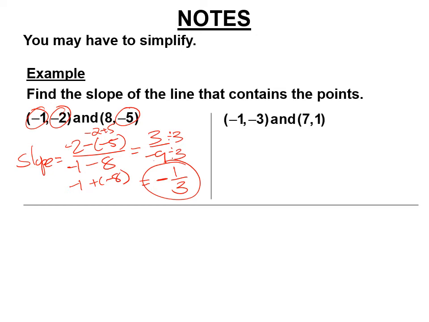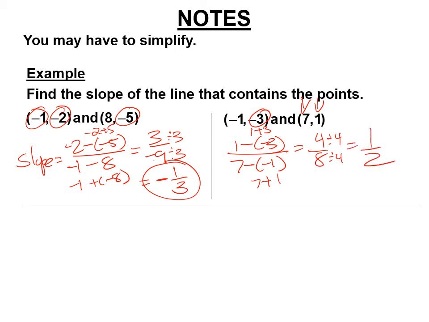All right. Just to show you, I'm going to start with this 1 this time. So I'm going to do 1 minus negative 3, subtract the y coordinates. Since I started with the 1, now I got to start with the 7. 7 minus negative 1. 1 minus negative 3, same as 1 plus 3, 4. 7 minus negative 1, same as 7 plus 1, 8. 4/8 must be simplified to 1/2.